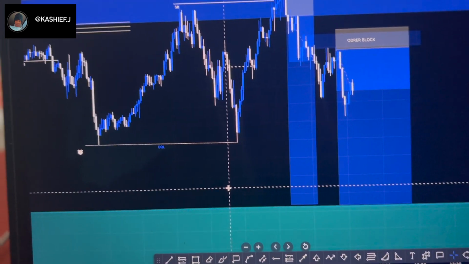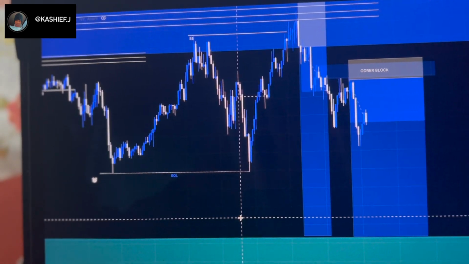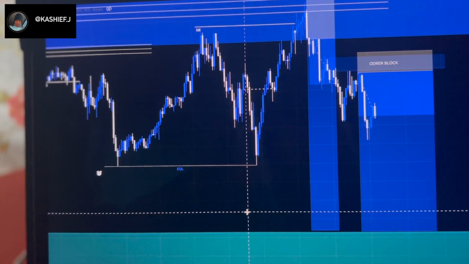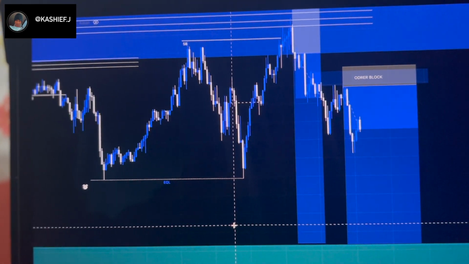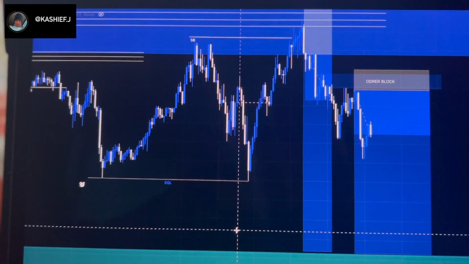So yeah, it's going good so far. As you can see, the market is creating nice structure, nice structure to the downside. All right, if I see the opportunity again where I can take another entry, I will. So yeah, it's going good.